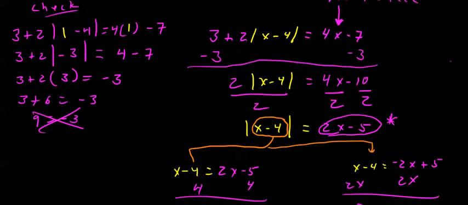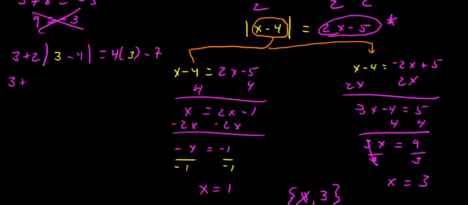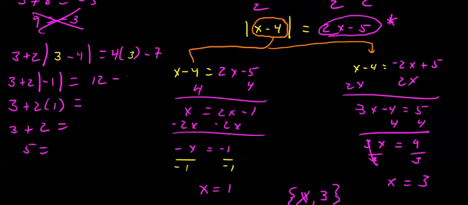Now we'll try it again with 3. So I have 3 plus 2 times the absolute value, and I replace x with 3, minus 4 equals 4 times 3 minus 7. I'm getting a little crowded here. 3 plus 2 times the absolute value of negative 1. That's absolute value, not in parentheses. 3 plus 2 times 1. 3 plus 2. Left side equals 5. 4 times 3 is 12. Minus 7. 5. 5 is equal to 5.